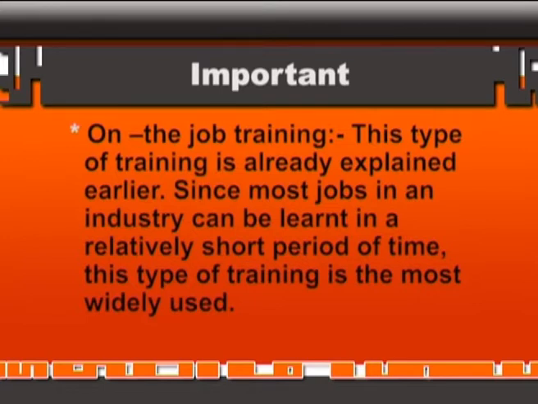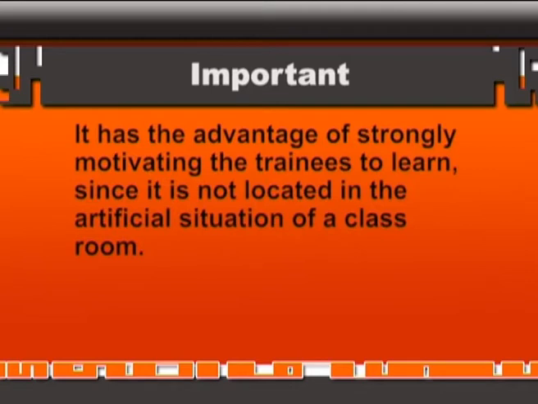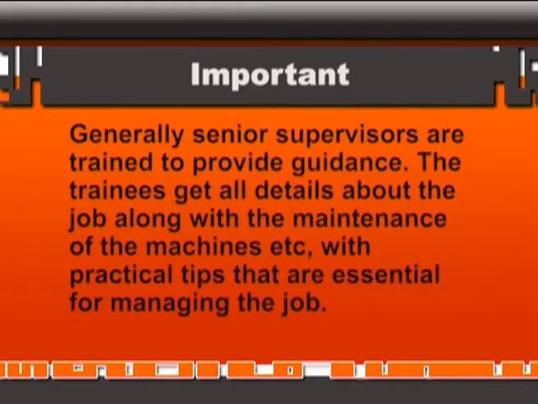Since most jobs in an industry can be learned in a relatively short period of time, this type of training is the most widely used. It has the advantage of strongly motivating the trainees to learn, since it is not located in the artificial situation of a classroom. Generally, senior supervisors are trained to provide guidance. The trainees get all details about the job along with the maintenance of the machines, etc., with practical tips that are essential for managing the job.